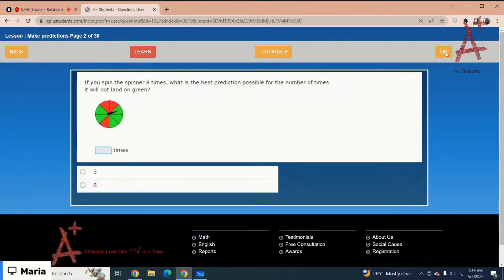Okay, if you spin the spinner 8 times, what is the best prediction possible for the number of times it will not land on green? So it will not land on green. So you have just three options because you have three portions that are red. So that means the correct option is 3. That means 3 times it will land on not green. So the correct option is 3.